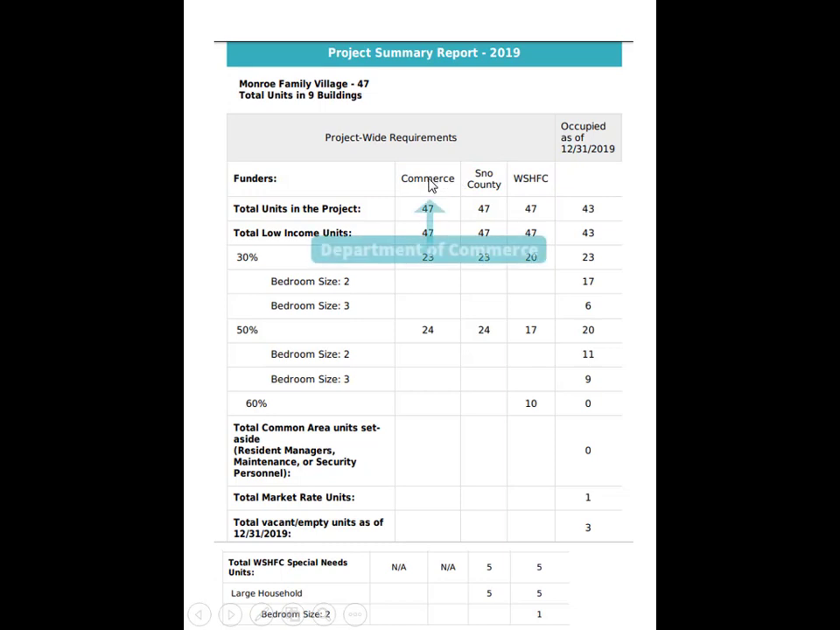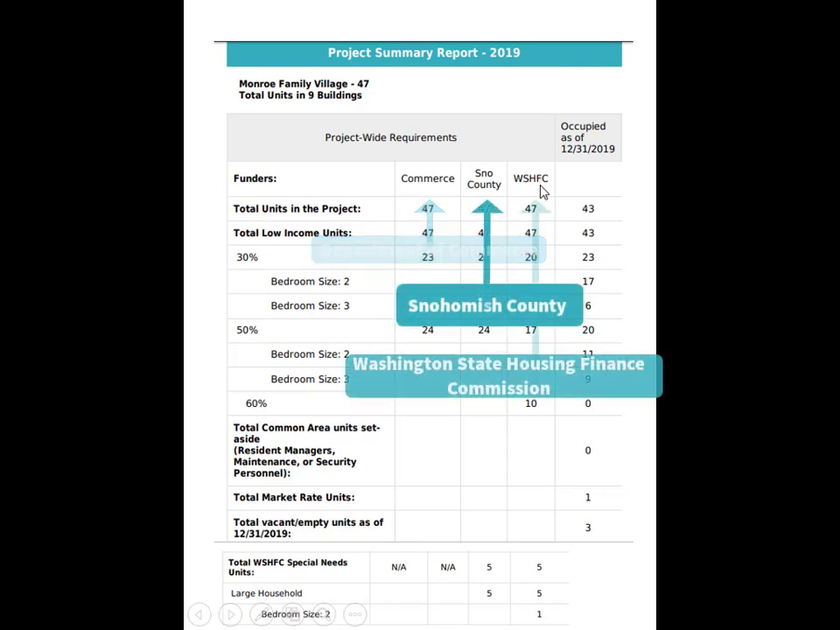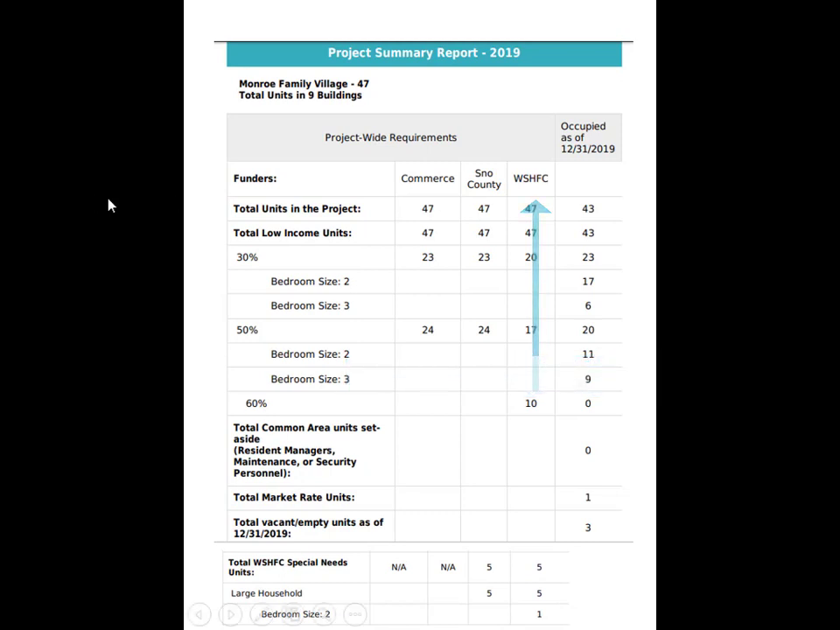This stands for Department of Commerce, Snohomish County, and this is the Washington State Housing Finance Commission, where your tax credits are. Each of the funders lists how many units they show in the project, and then they show a breakdown of each requirement for each set-aside. So with this property, notice that we have a 30, 50, and 60% set aside.